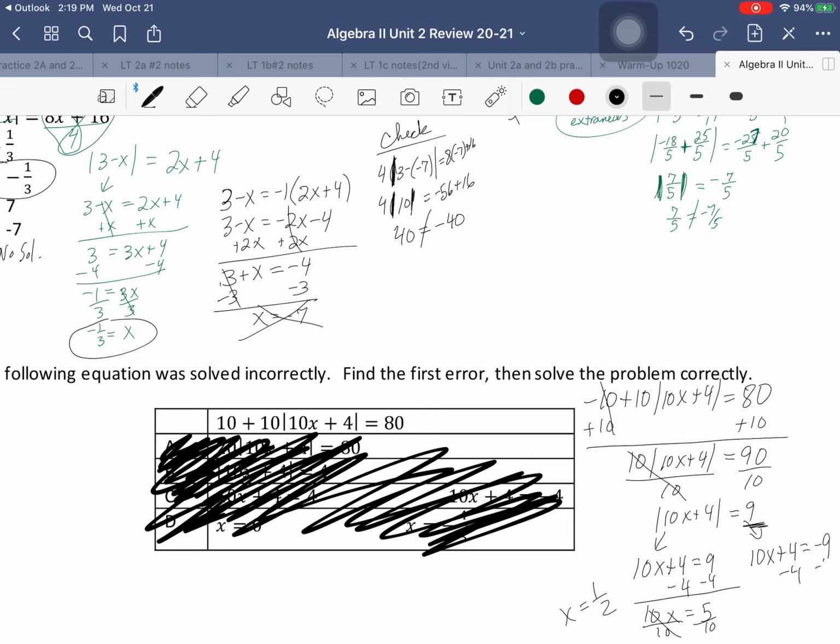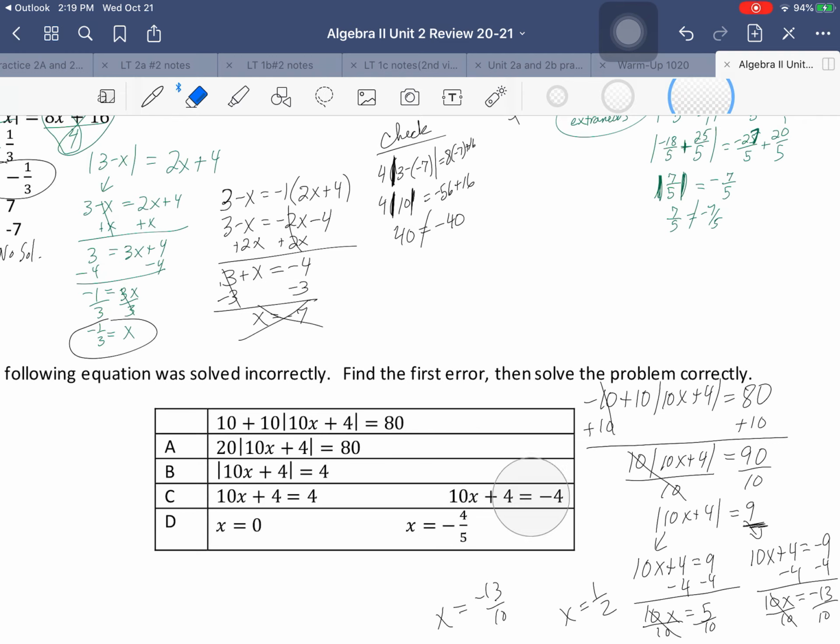On the other problem, you subtract 4. Divide by 10. You get negative 13/10. Now I will actually take a look at the answers and see where they went wrong. So I'm just going to highlight. The first part, what happened there? They did 10 plus 10. Is that what we did on the first step? No, well, we added 10, but we didn't add the 10 plus 10 here. Oh my goodness, I just did it wrong. I wrote a negative 10. My bad. That's supposed to be a positive 10.